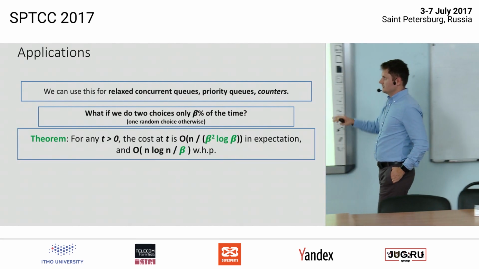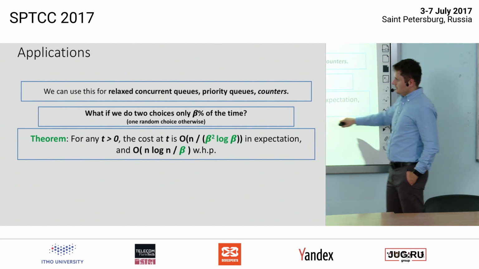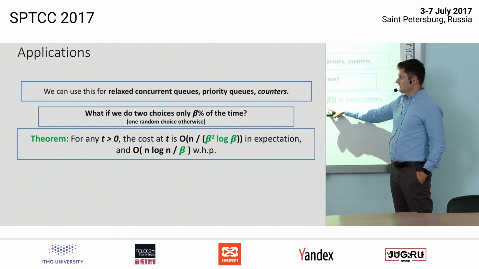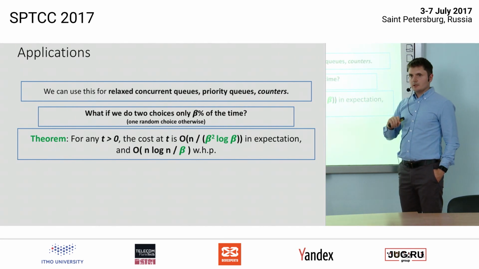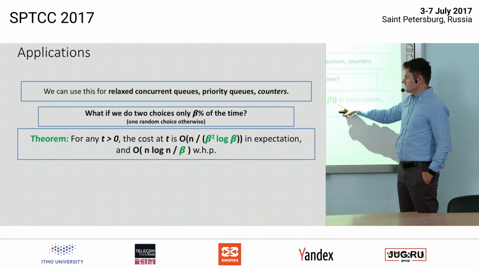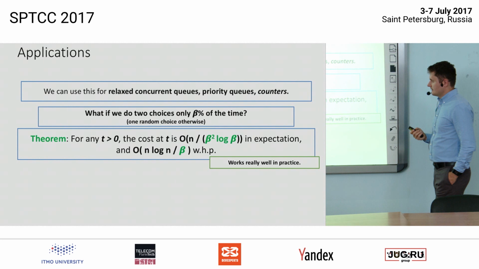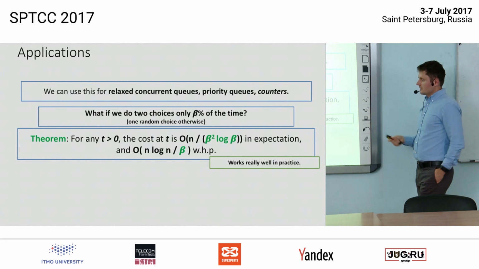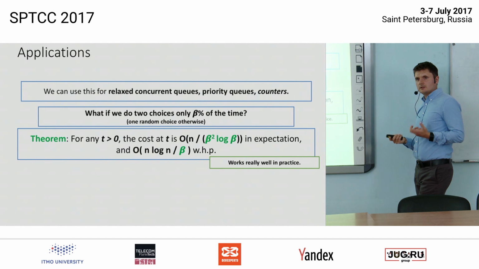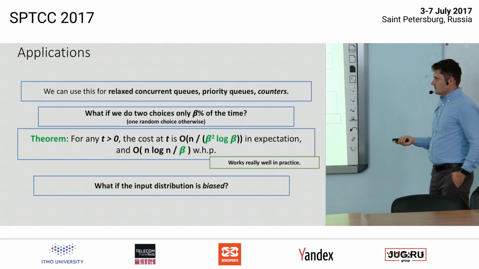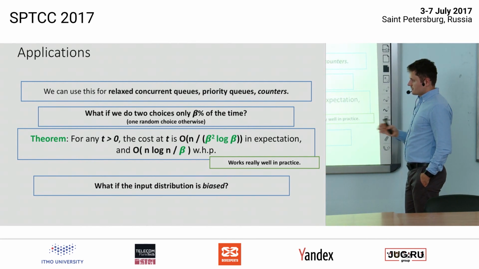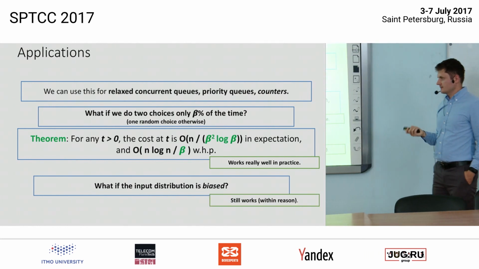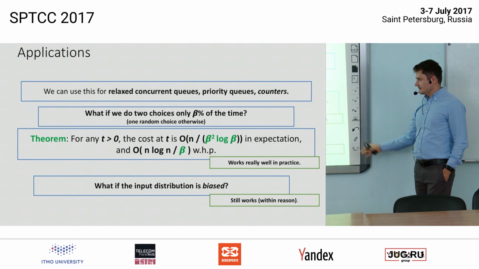Okay? So it turns out that if you do 2 choices only beta percent of the time, then the cost becomes order n over beta squared. So basically, as beta becomes smaller, so you're going towards this uniform removal process, your rank guarantees get worse by this beta factor. Okay? The reason I wanted to mention this is maybe not the rank guarantee, but that this works really well in practice, because you can still get rank guarantees while you preserve locality very strongly, because on average, most operations by a thread only access its own queue. Okay, so we assumed completely uniform insertions, but if the input distribution is biased, this turns out to be still reasonable. The bias cannot be too large.